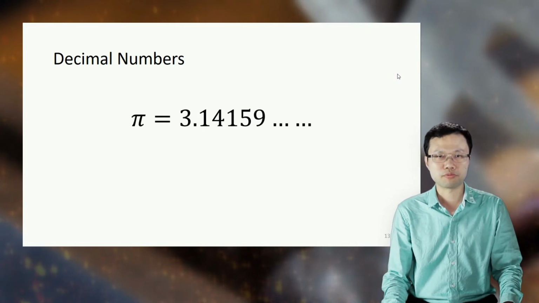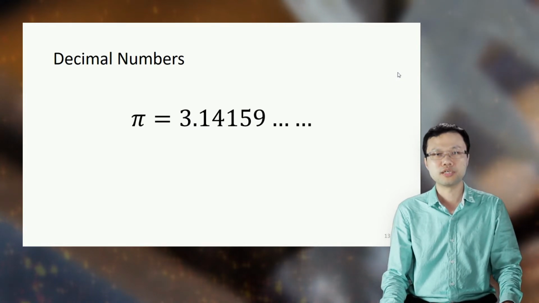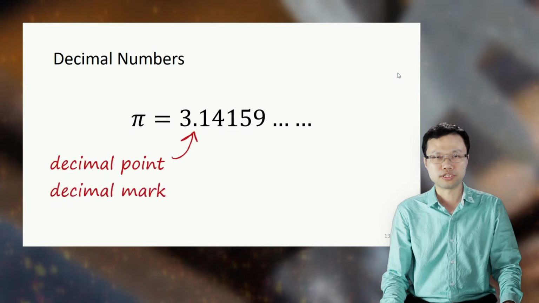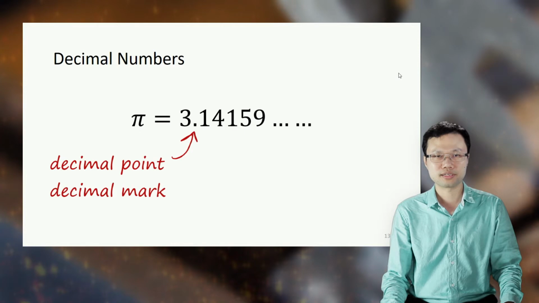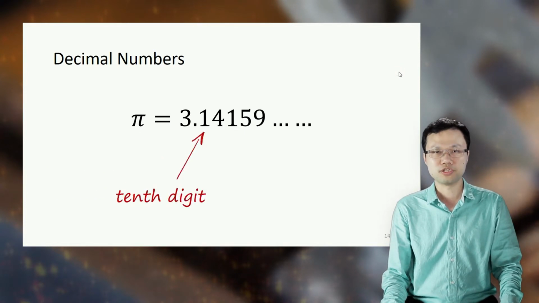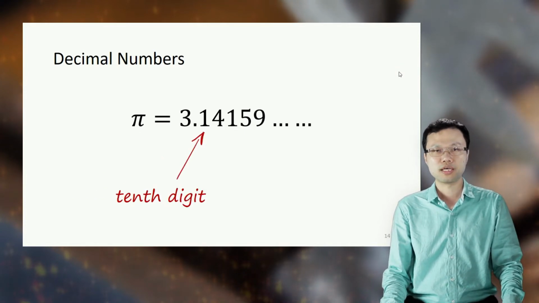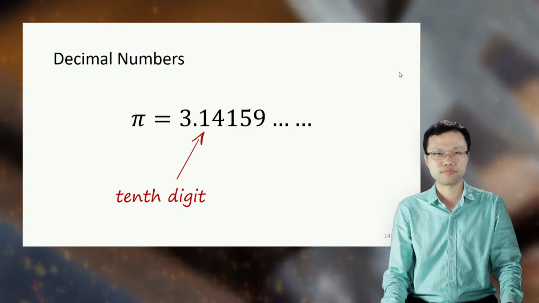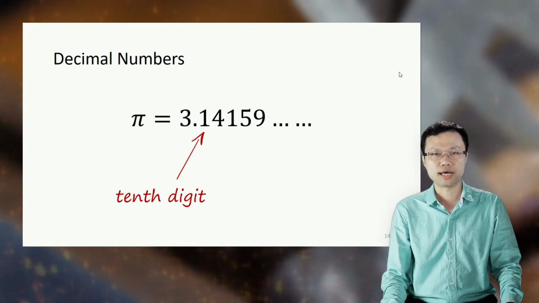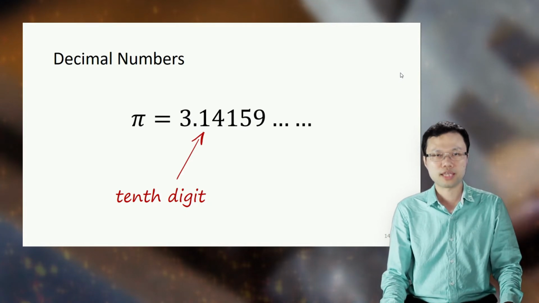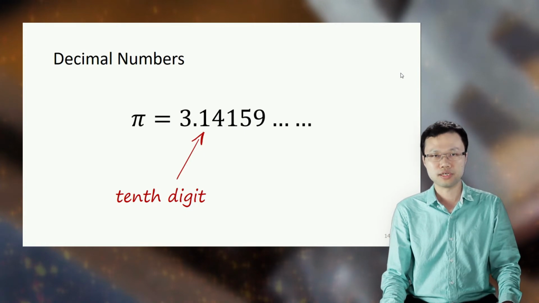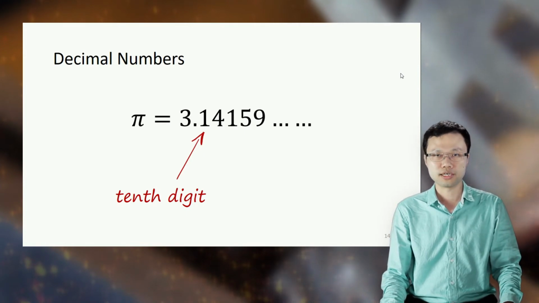Let's come back to the decimal number. The point after the units digit is called the decimal point, or more generally, the decimal mark. The first digit after the decimal point is called the tenths digit. Please note that the tenths digit here ends with th. Do not mix it with the tens digit of an integer which ends with an s.